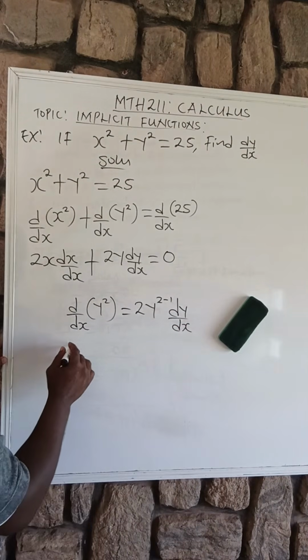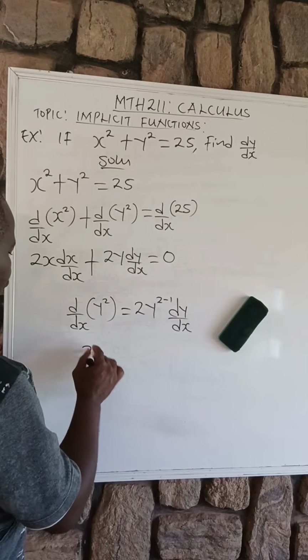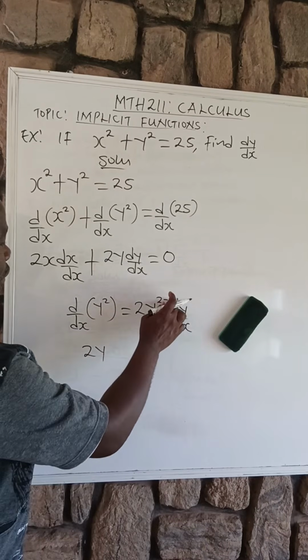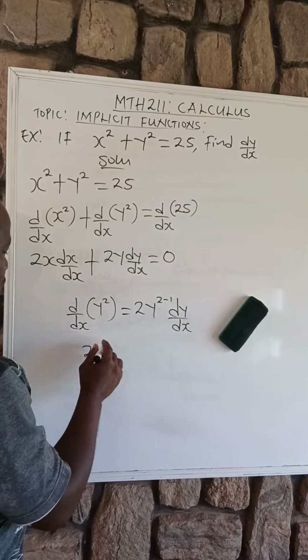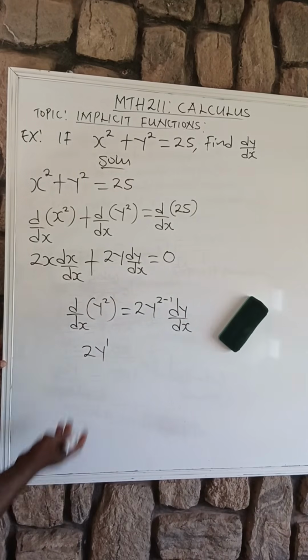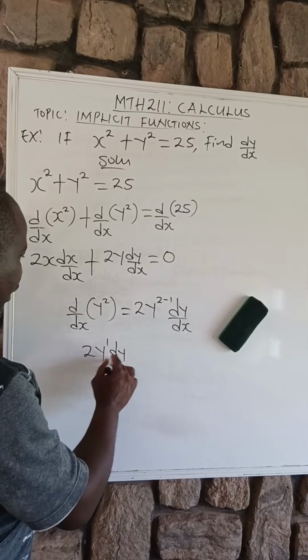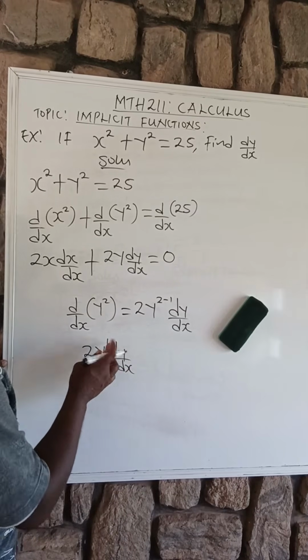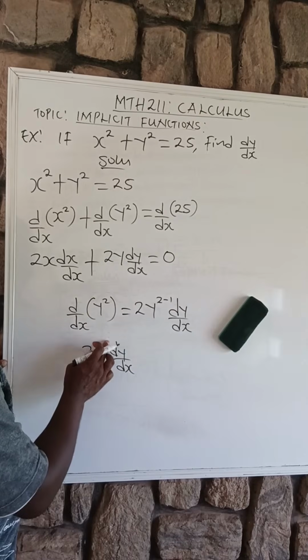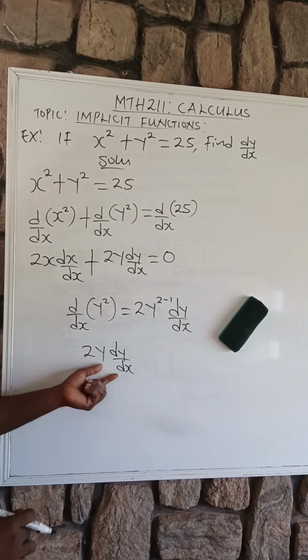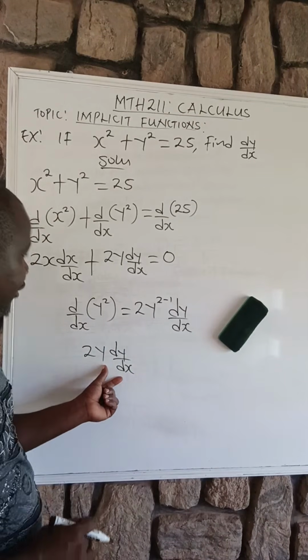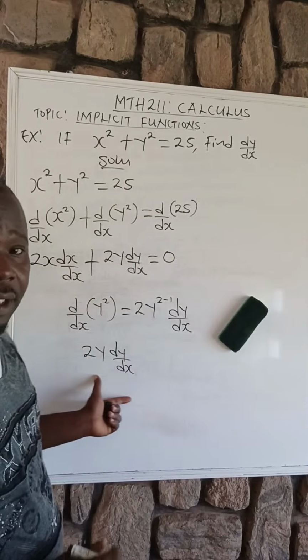So now here we are going to have 2y. 2 minus 1 is what? 1. And it's not necessary we should write it this way, 2y raised to the power 1 dy all over dx. It is not necessary. We all know that 1 exists. So this is the reason why we obtain this.